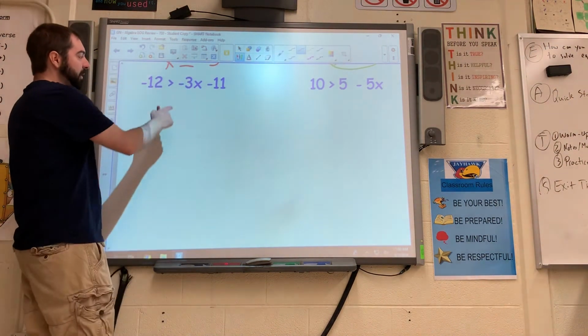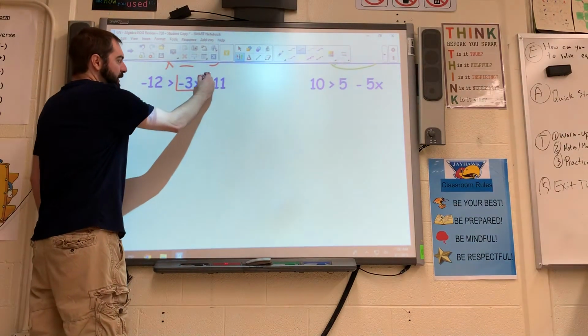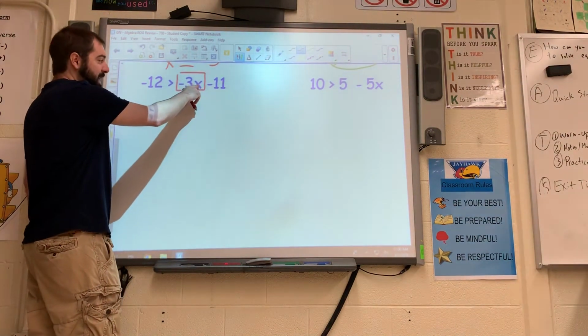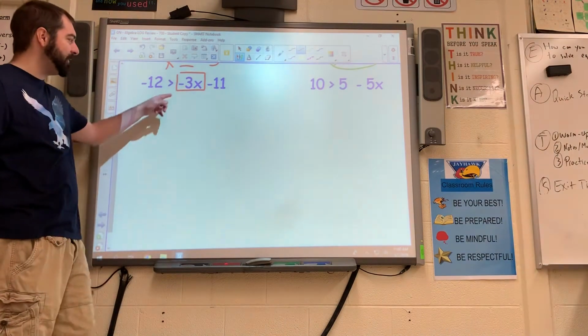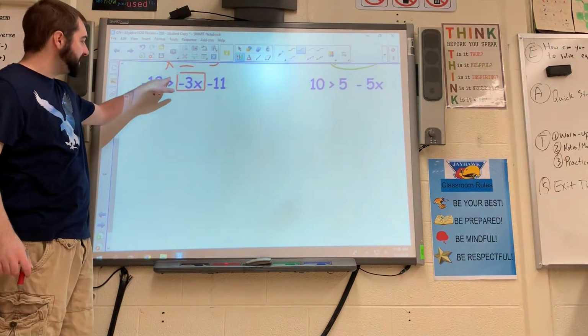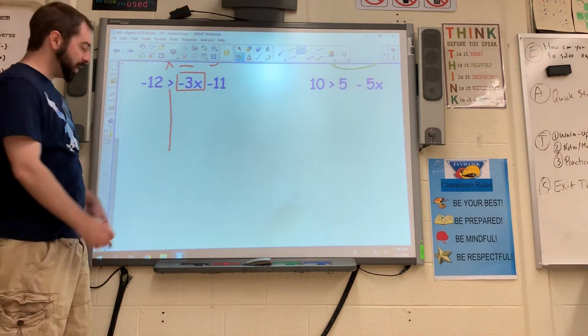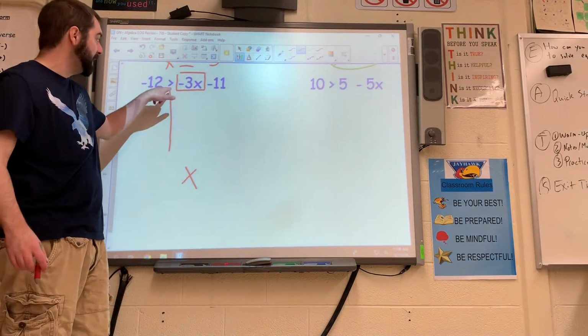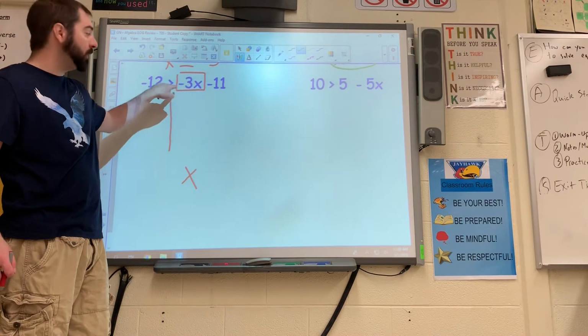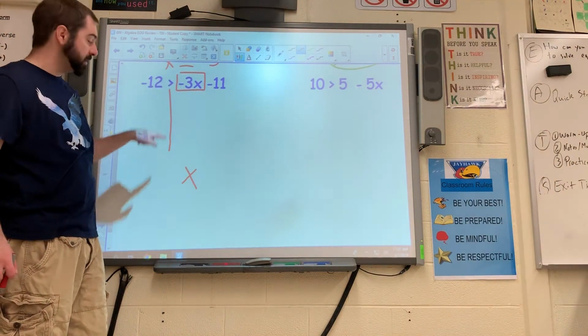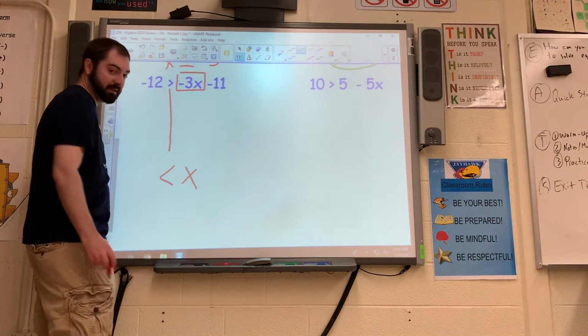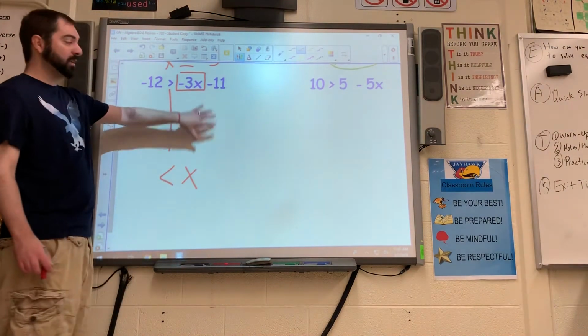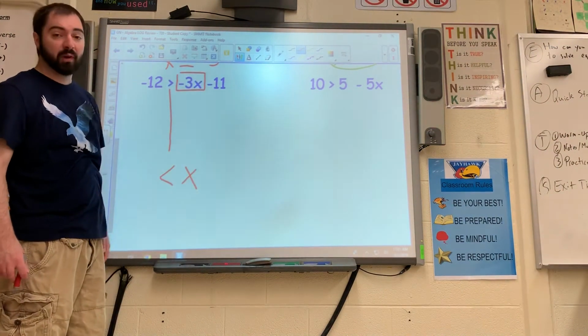So, again, here, I have a negative coefficient. I know that because it's a negative 3 times x. Well, this one, again, I have to be careful. The variable's on the right side of my inequality. So when I solve this, I need to make sure that my variable stays to the right of the symbol. But because I have a negative coefficient, I know that this greater than is really going to flip down to less than.